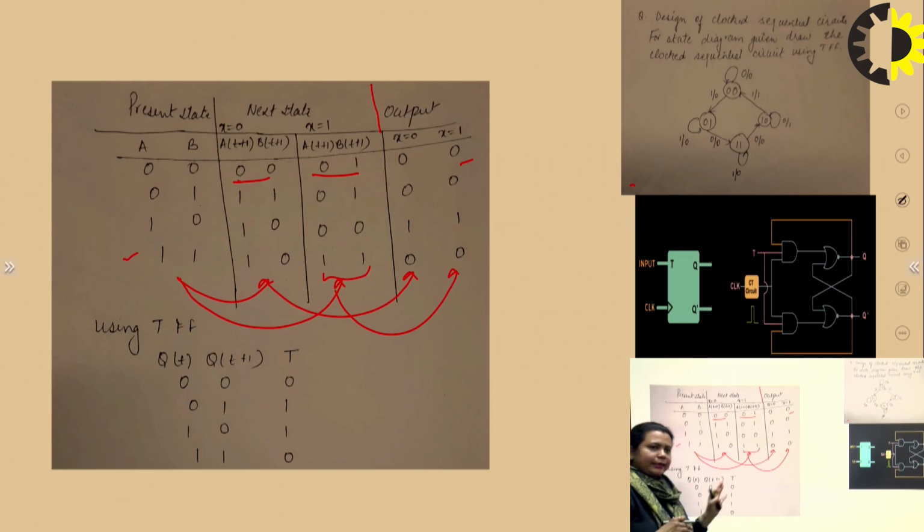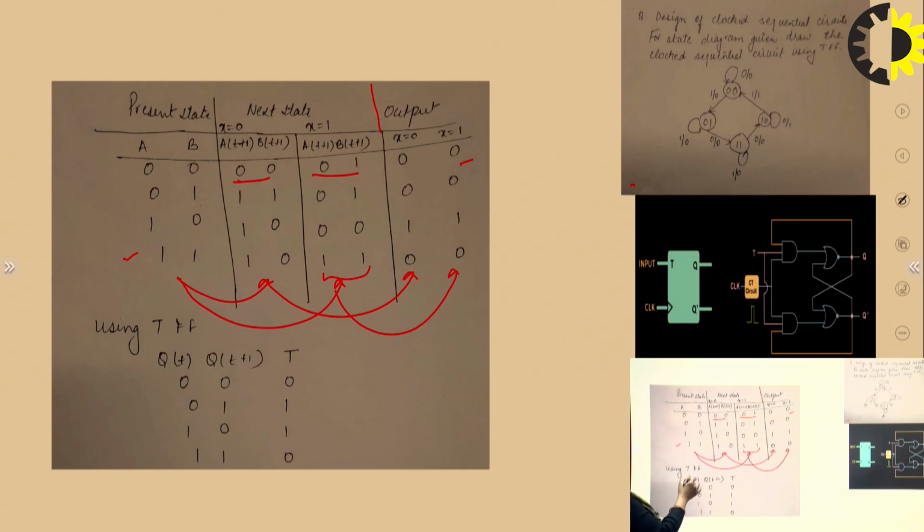So the excitation table, you should know the table between the current state, present state and the next state, whatever value of T you are getting or whatever value of those particular flip-flops you are getting. That table basically you should know, and then you will create your next step. So I have written the table for your convenience.